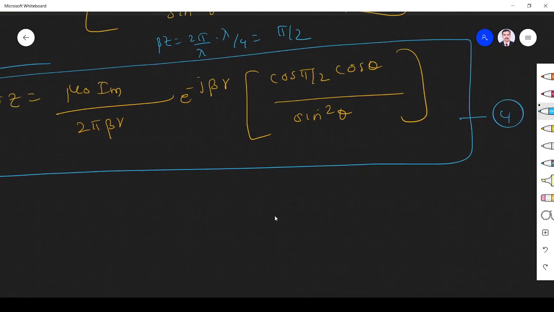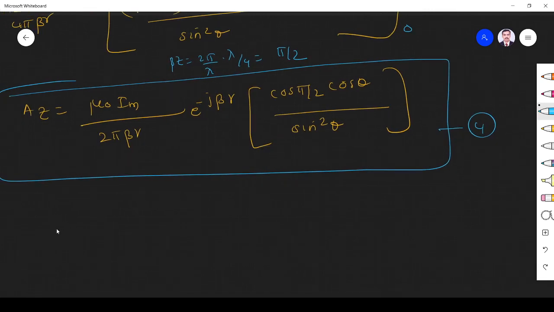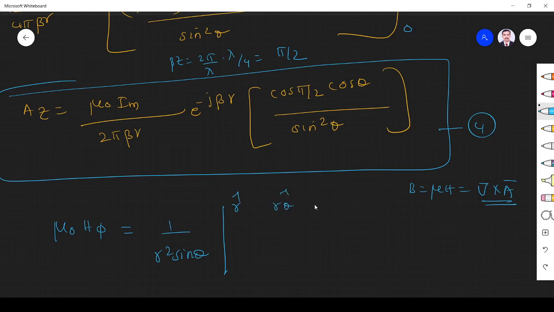But we found A. From A we have to find H. So we found mu naught H pi. Why? Because we know from A, B is equal to mu H, that is equal to del cross A. So mu naught H pi we are finding, that is equal to del cross A. Del cross A in spherical coordinate system is given by 1 by r square sine theta, the determinant with ar, r a theta, r sin theta a phi.